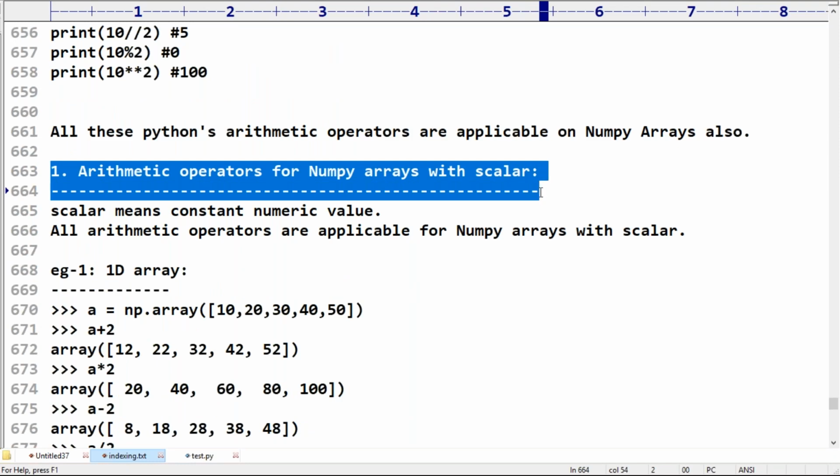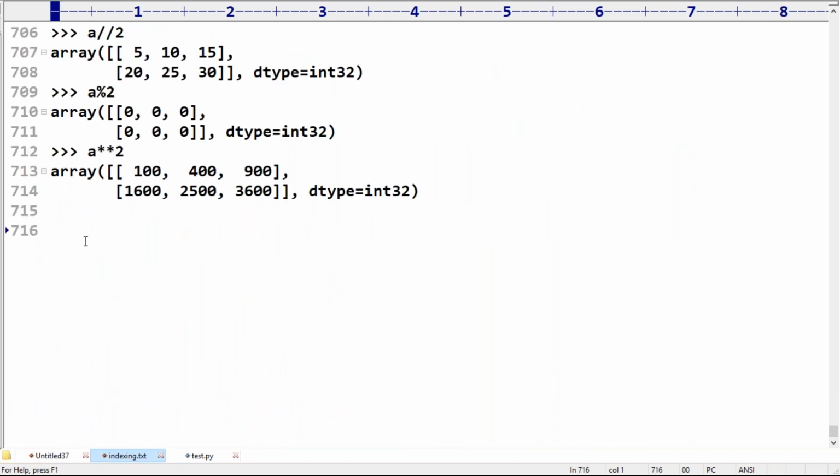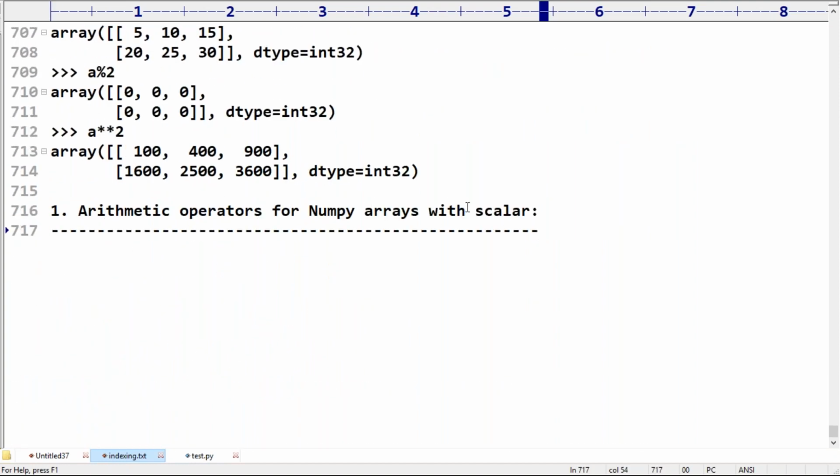Now the next concept we have to take is arithmetic operators for NumPy arrays with arrays only. Don't worry, here also we are not required to worry. I'm trying to perform operations on arrays with arrays only. How can we do this?